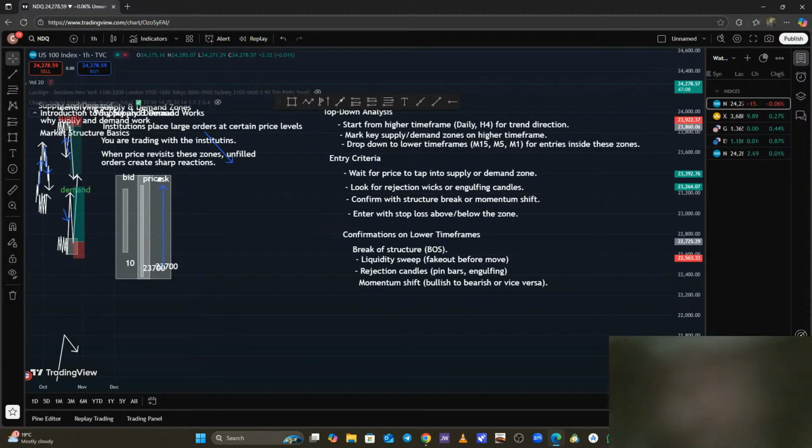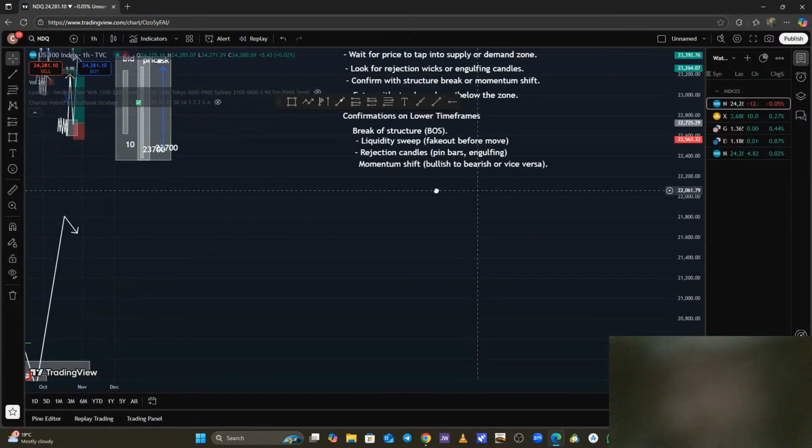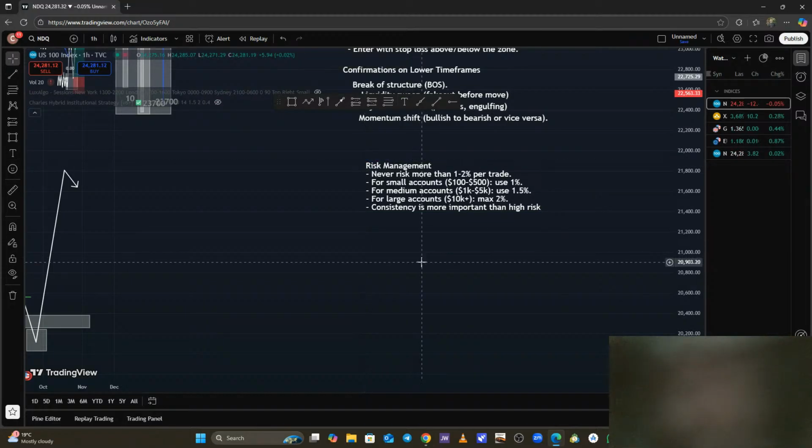Now, number two, the most important thing you need to look out for is risk management. I don't even need to talk about this so much because it's something all traders should know, unless there's a beginner trader here. So we have risk management.